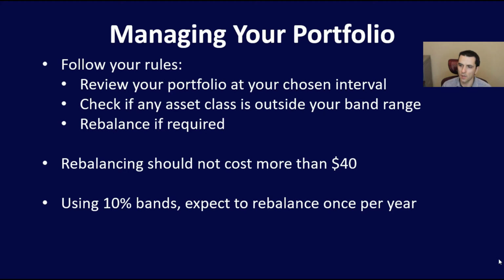Rebalancing should not cost more than $40, and I use that number because most discount brokerages charge no more than $10 per trade. So if you are rebalancing, that may mean buying or selling in each of those 4 asset classes. That's 1 trade per asset class. That's $10 per trade, so $40. If it costs any more than that, then you should probably switch to a different discount brokerage.